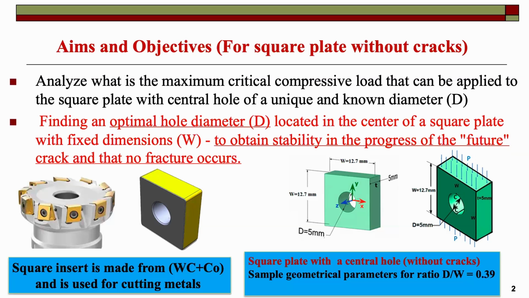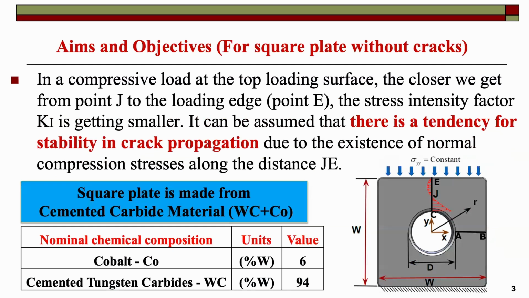So for a unique and known diameter D of the plates, we want to find the optimal hole diameter located at the center of the plate, W, to obtain stability in the progress of the future crack so that no fracture occurs. So we apply the external compressive load on the top face of the square plate.